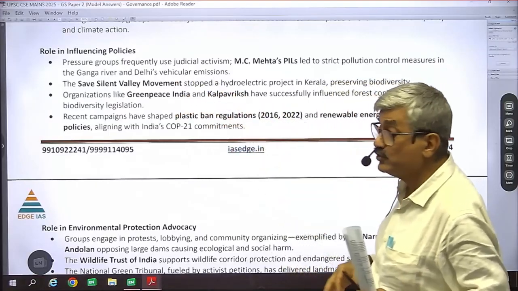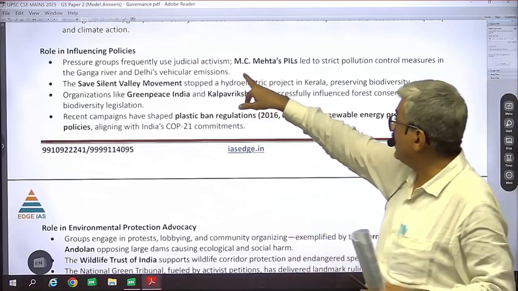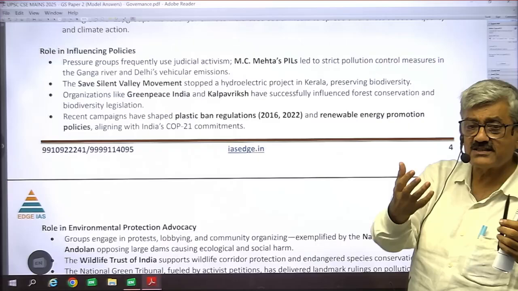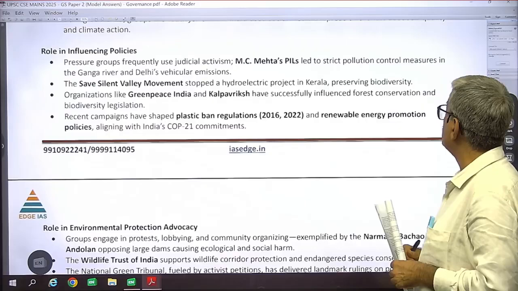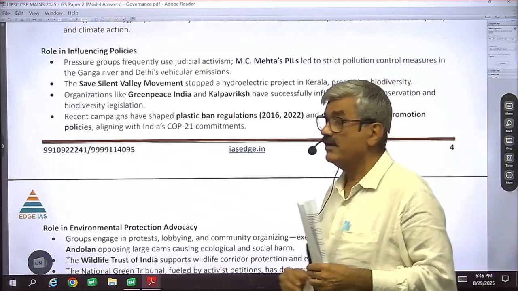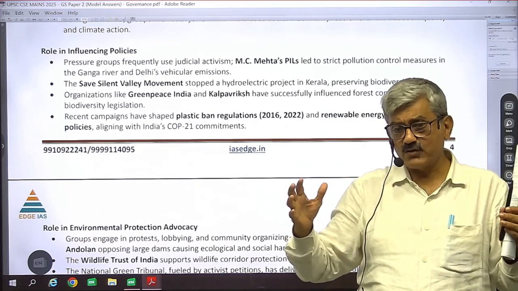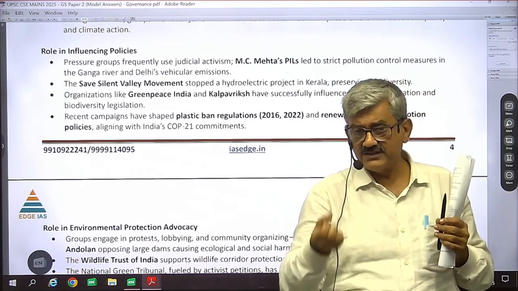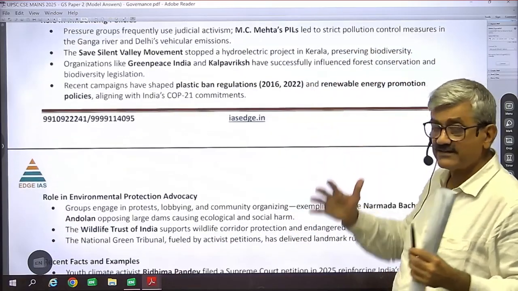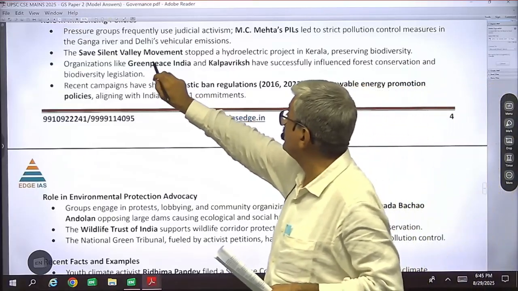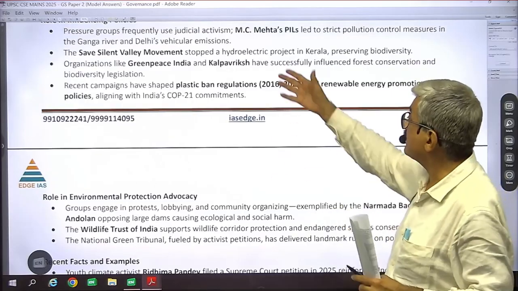Pressure groups frequently use judicial activism. Academic practitioners and activists have been resorting to the judicial system also. MC Mehta PIL led to strict pollution control measures in the Ganga River and Delhi's vehicular emissions. Therefore, friends, the environmental pressure groups are not only activists, they are academicians, they are using the judicial platforms also. So all these references will enrich our answer. The Silent Valley movement stopped hydroelectric projects in Kerala, preserving biodiversity. These are the pressure groups.